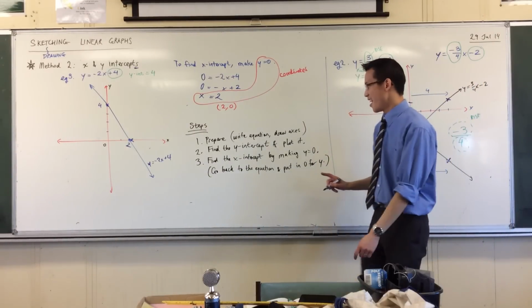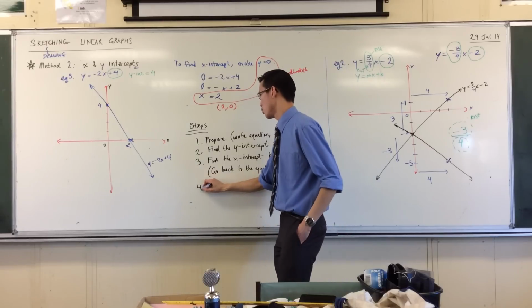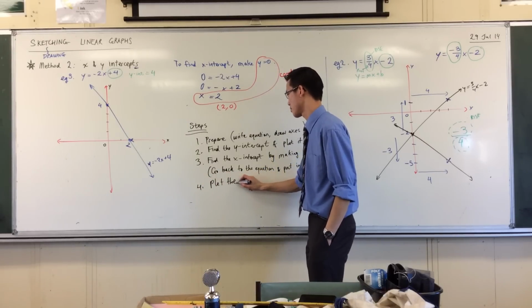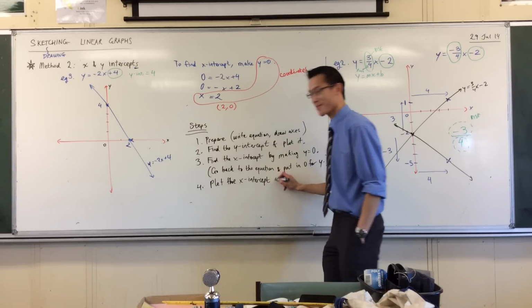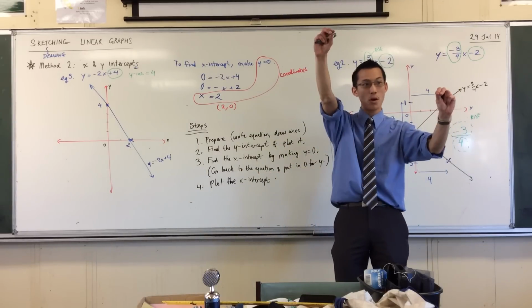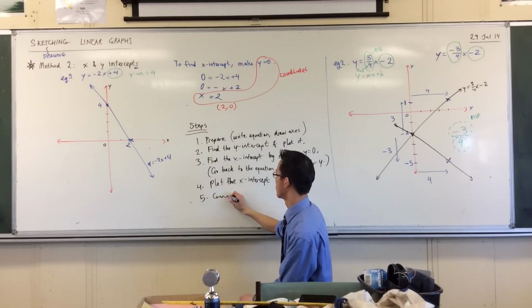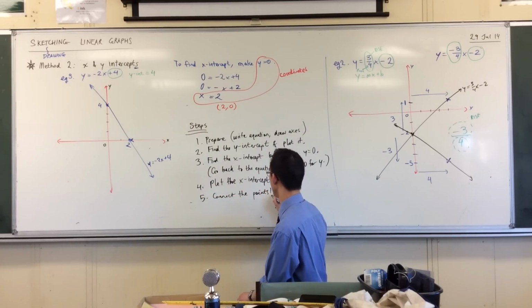Once you do that, out will pop an x value, like 2. So then you plot it, you draw it on, plot the x-intercept, sorry, that's really messy. You plot it, and now you've got your 2 points. You join it just like before. Ta-da!